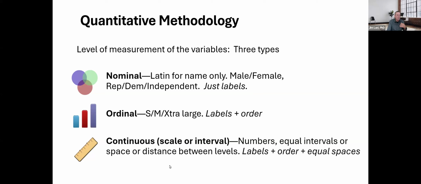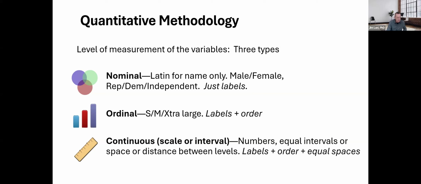The third level is continuous level variables, sometimes labeled as scale or ratio or interval. There are a few different names for them, but at the end of the day, they're numbers, and those numbers have labels: 2 degrees, 3 degrees, 4 degrees, 5 degrees. They have an order; 3 doesn't go in between 1 and 2. And they have equal spaces. The distance between 1 mile and 2 miles is the same as between 2 miles and 3 miles, and between 3 miles and 4 miles. So those are the levels.